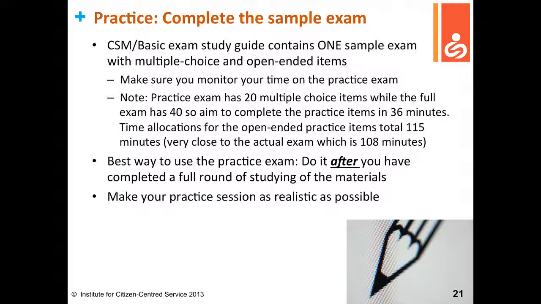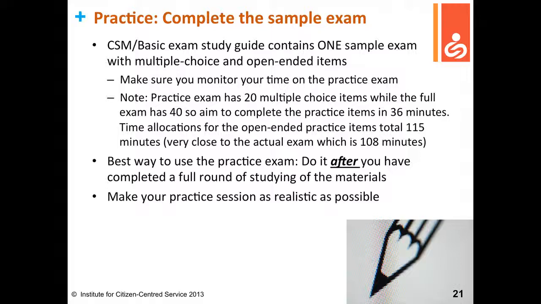So the practice exam is a little different than the full exam. The practice exam has 20 multiple choice questions, and I mentioned earlier the full exam has 40. So time yourself, because again, managing your time during the exam will be one of your biggest challenges. When you do the practice exam, set it up like you're actually doing the exam and give yourself exactly 36 minutes, and see what it's like to get through the 20 multiple choice questions in 36 minutes.